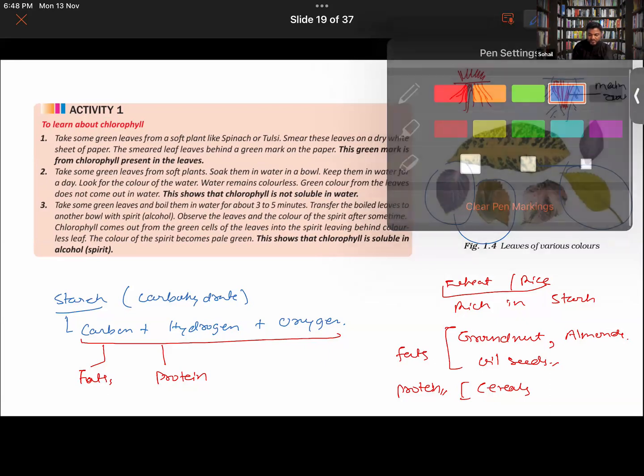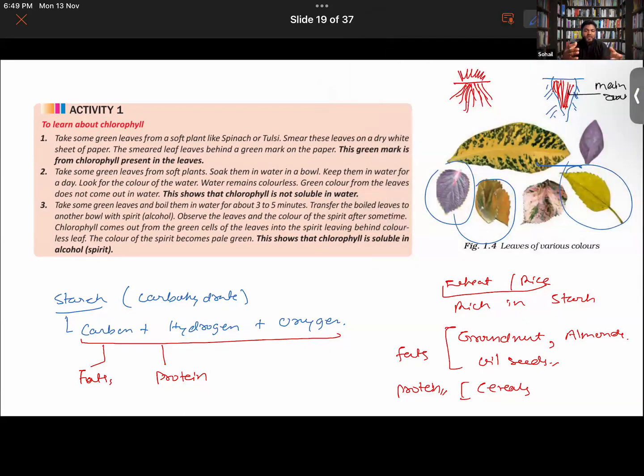So basically the thing here is that the food prepared in the green leaves can either be stored in the leaves, or in the underground stems, in the roots as well, or in some cases in the stem also, like you have the sugar cane. And also this was an activity to learn about chlorophyll.